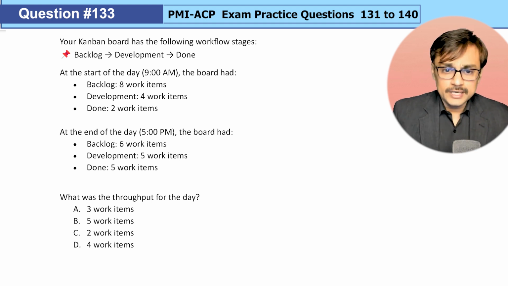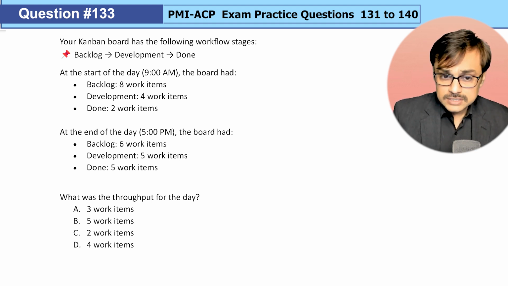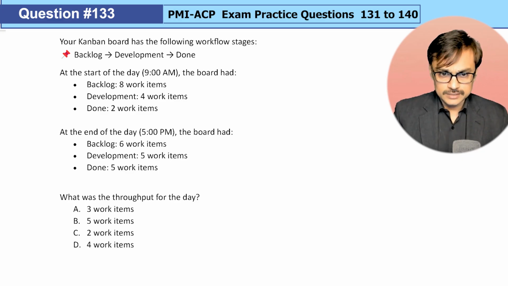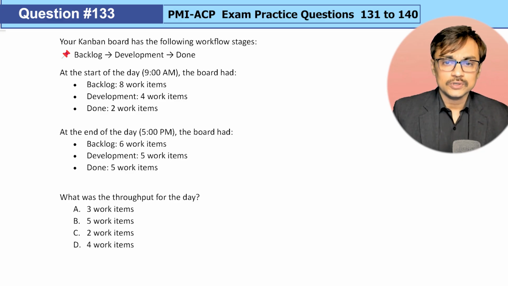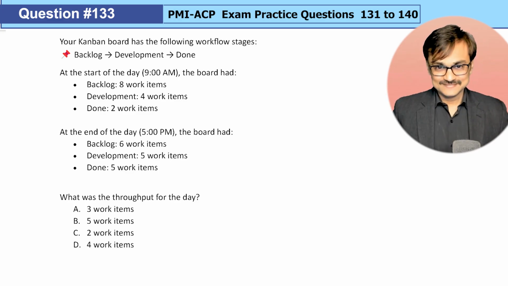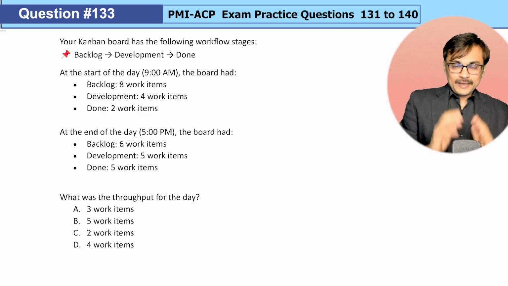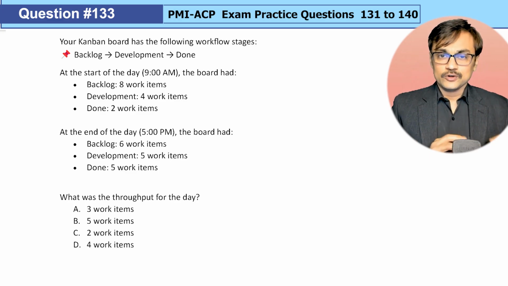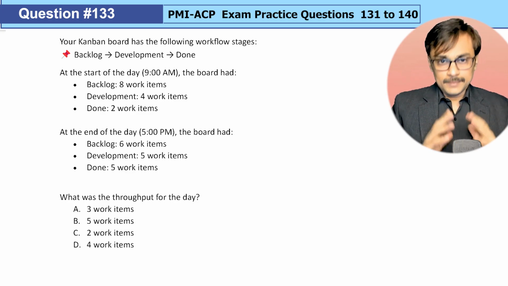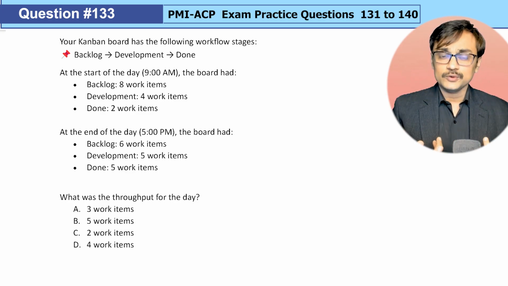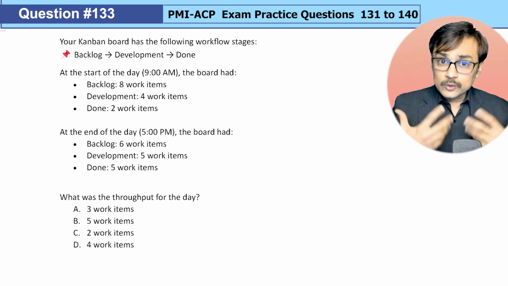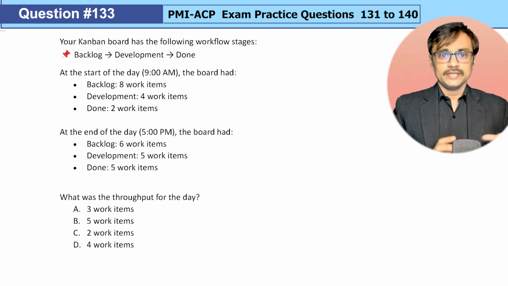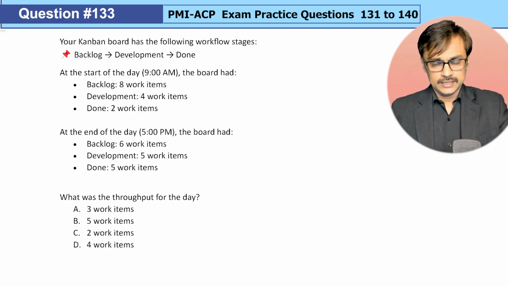At the end of the day, 5 p.m., the board had a backlog of 6 work items, development 5 work items, and done stage 5 work items. What was the throughput for the day? Yeah, simple. My whole intent in making this question is that most likely you have clarity about the definitions of lead time, cycle time, throughput, and all this. But there is a possibility these things will come alive in your exam by way of calculation and interpretation also. This is very simple, provided you don't feel afraid and you know that, yeah, I know what throughput is and I can quickly find it out.